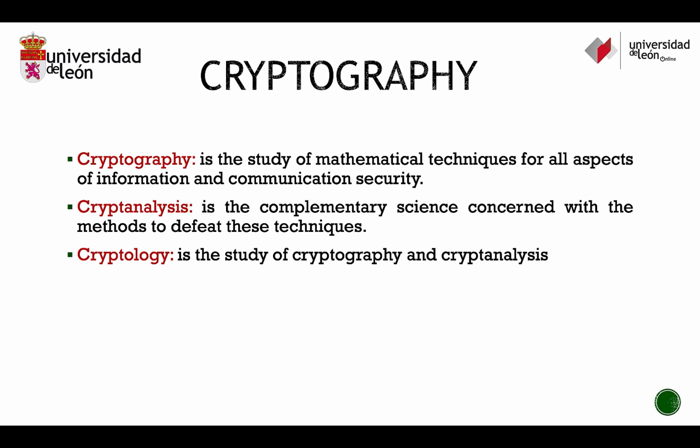In cryptography, we can distinguish between these three terms. When we talk about cryptography, we mean the study of the mathematical techniques for all aspects of information and communication security. On the other hand, cryptanalysis is the complementary science concerned with the methods to defeat these techniques. That means trying to break it or find the problems that the scheme might have. Cryptology means the study of cryptography and cryptanalysis. Normally, the terms cryptology and cryptography are used indistinguishably. So when we talk about cryptography, we might also mean cryptanalysis.